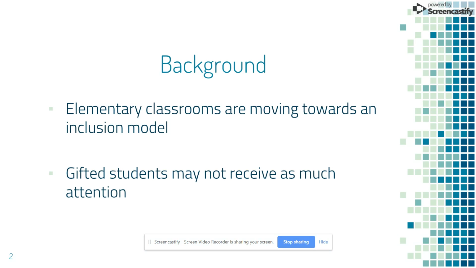So a little bit of background, I am a fourth grade math and science teacher, and I've noticed in my school as well as other schools as I've done research that elementary classrooms are moving towards an inclusion model. What that means is that students who have special needs and receive special education services, whether that is having an IEP or being identified as gifted, are receiving services in the general education classroom.